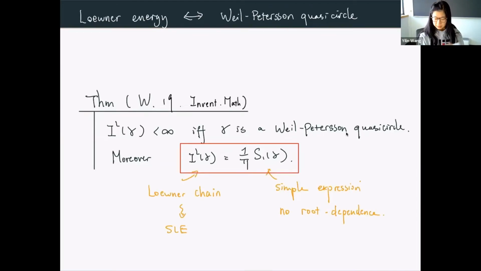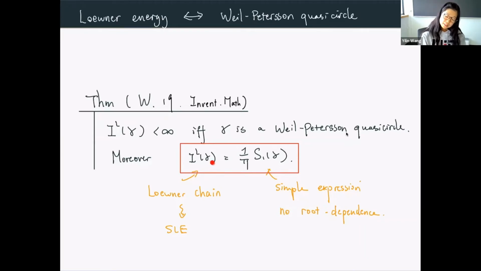So on the right-hand side, it's a very simple expression using F and G. Here, there's clearly no root. Therefore, the root independence is very clear. Whereas on the left-hand side, from the definition, it's kind of a miracle why it doesn't depend on the root.